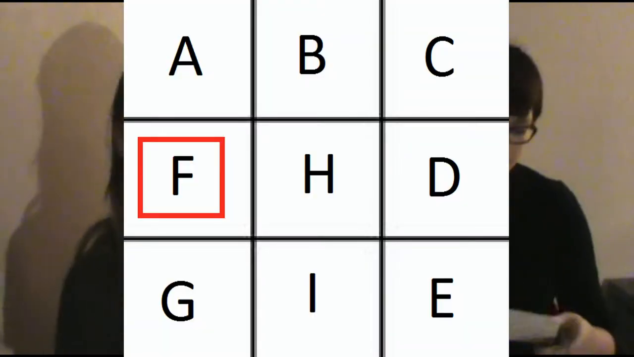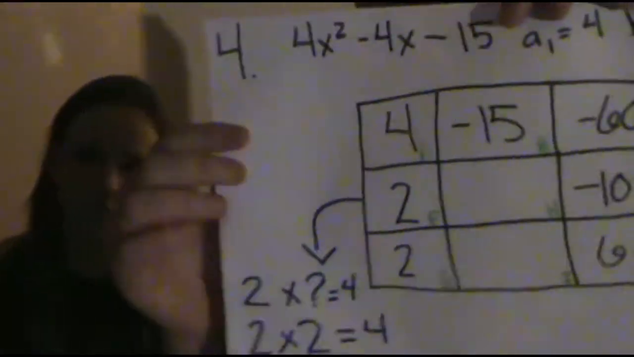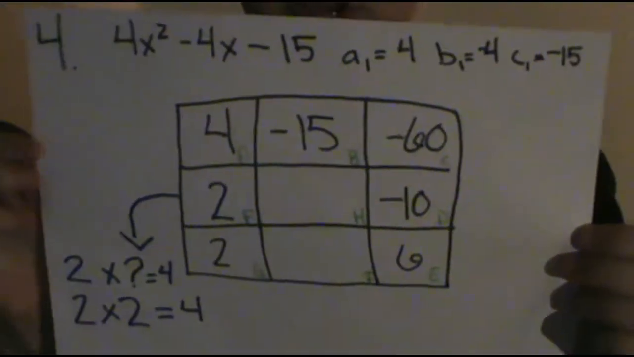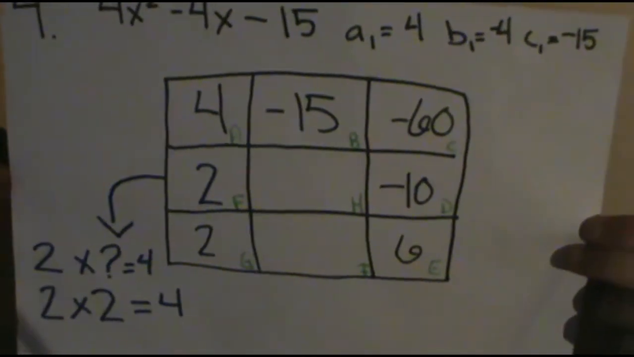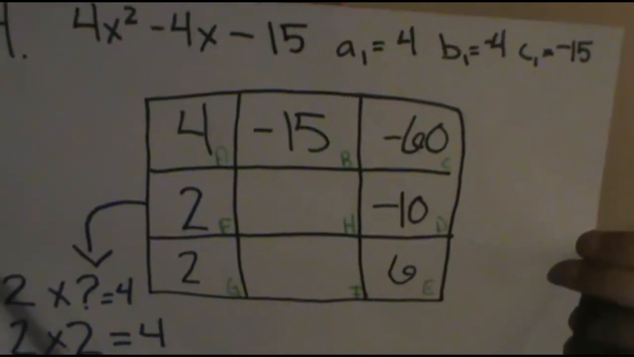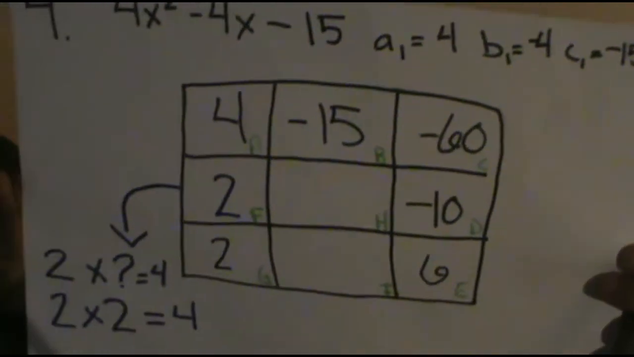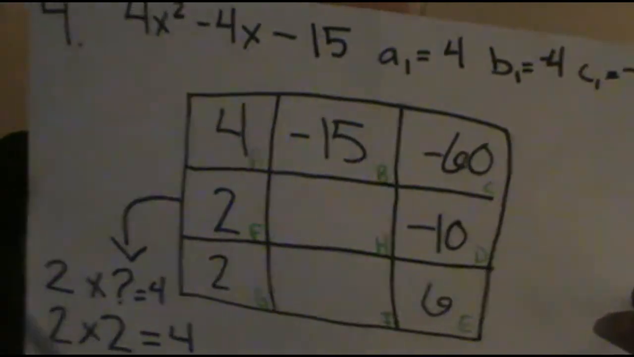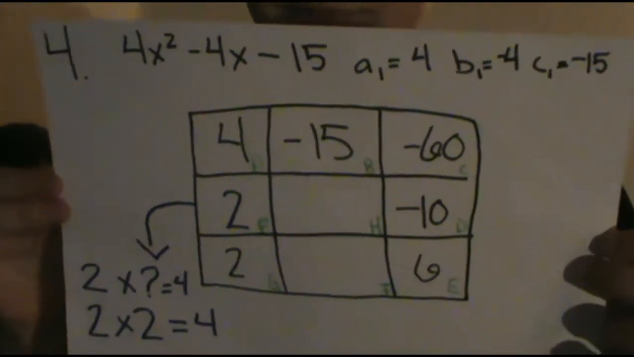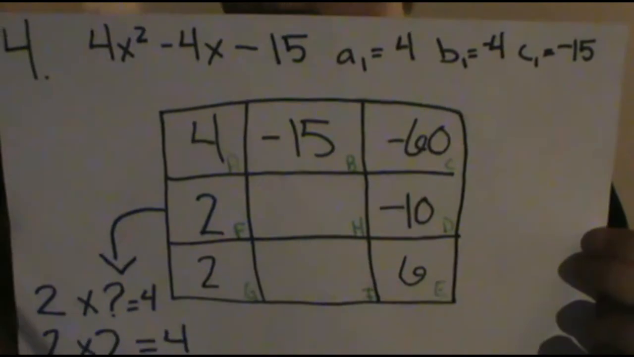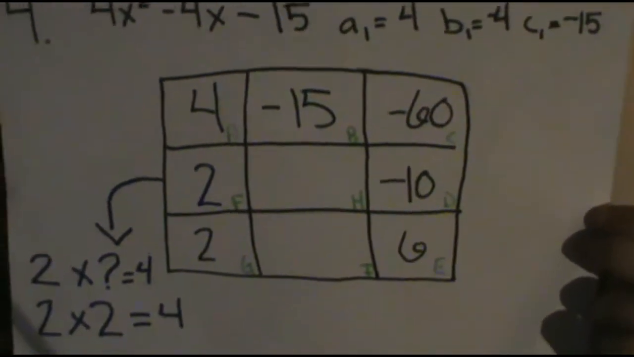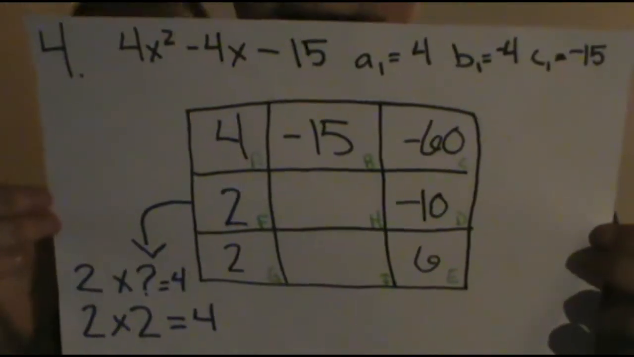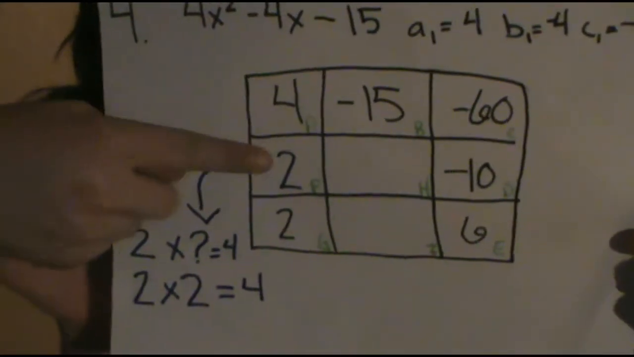Step 4. For step 4, we're going to be figuring out what to put in box F, which is showing up on the screen right now. In order to find box F, you need to figure out what times box G equals box A. So G is 2 and A is 4 in this particular equation. So 2 times what is 4? Well, 2 times 2 is 4, so you would put 2 in box F, as you can see here.